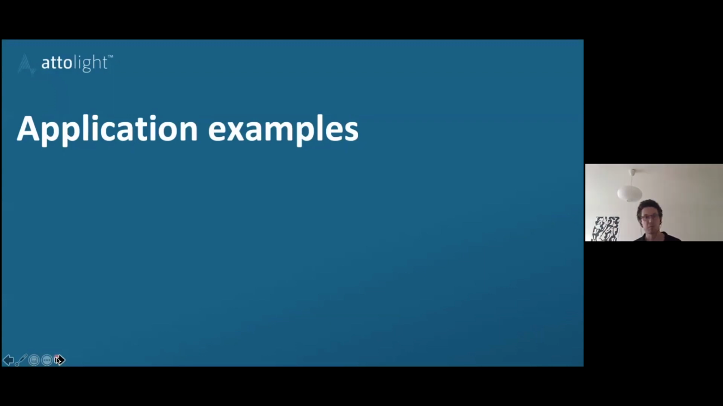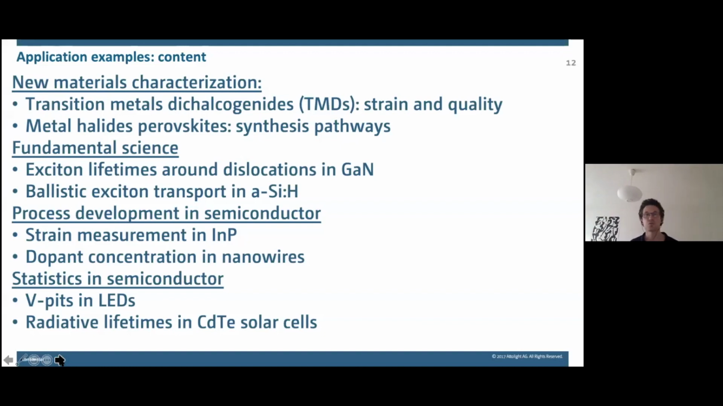So now on to application examples. We've got a bunch of them. I've tried to make the list not too long because I don't want you to sleep at the end of the talk, but rather be entertained and perhaps interested. I've tried to make 4 categories out of the examples. The first one is new materials characterization. Right now it applies to, I would argue, transition metal dichalcogenides, or TMDs, or metal halide perovskites.